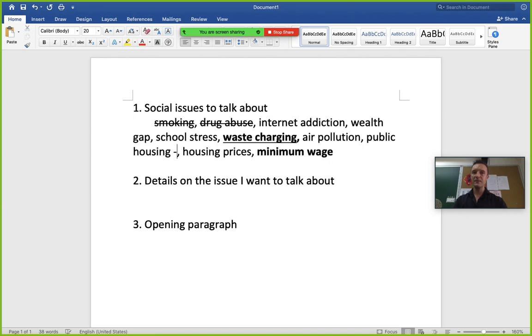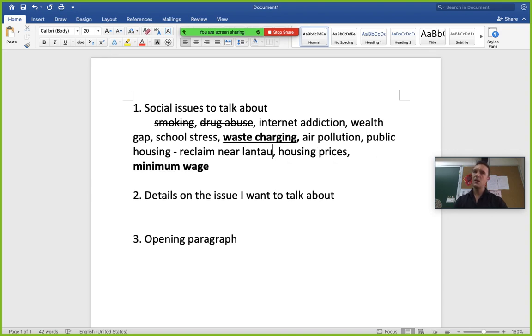Here, for example, public housing. I think most people would agree that it would be good if we were to have more of that. But where? Maybe the disagreement is to reclaim near Lantau. So maybe you know that the government is thinking about turning the ocean into a big city near Mui Wo. And that might not be a good idea. Maybe they should put it around Yulong and Longping. That would be my argument, because it's land. It doesn't hurt the environment, it's cheaper. But here, I think that could be an interesting one, about where to put the public housing.